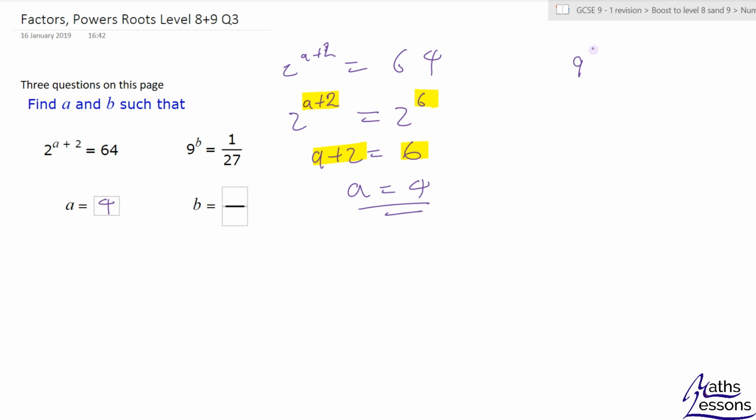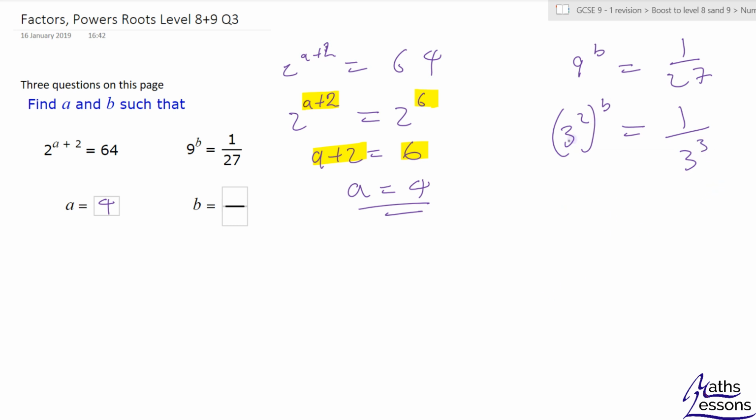Similarly, we're going to write 9 to the b equals 1 over 27. Now, what is in common with 27 and 9? They're both powers of 3. So therefore, we're going to try and write both as powers of 3. So 9 as a power of 3 is 3 squared, 3 squared to the power of b. And then we've got 1 over 27, which is 1 over 3 cubed.